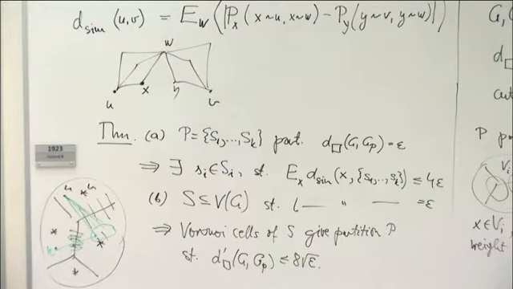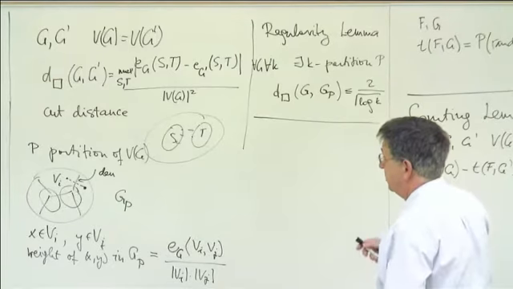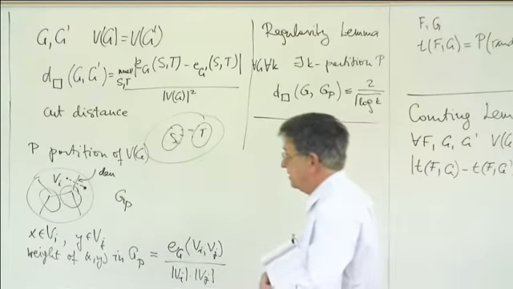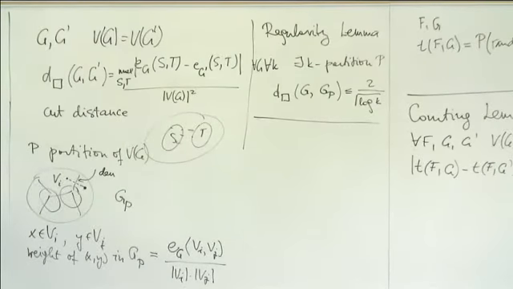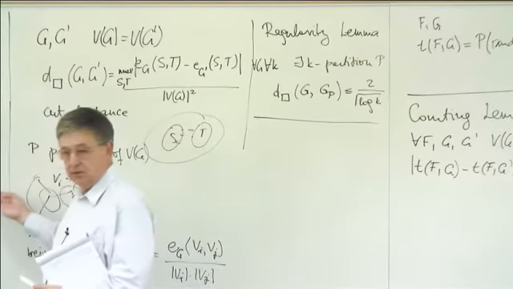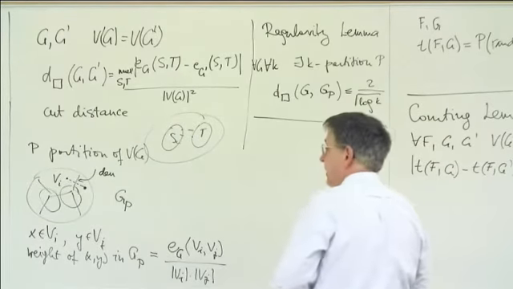Now, one thing: let's say that the set P is a good representative set, an epsilon representative set, if this condition holds. So if the average distance from it is less than epsilon.